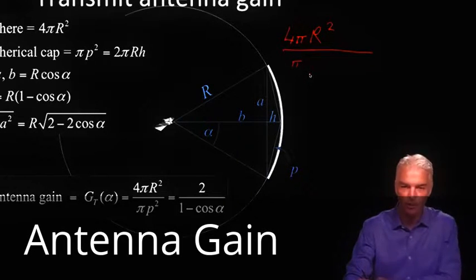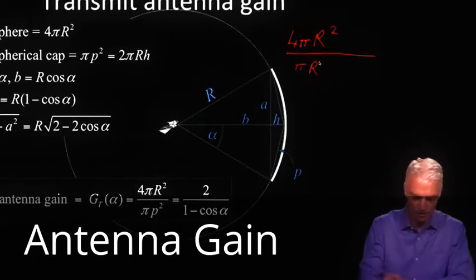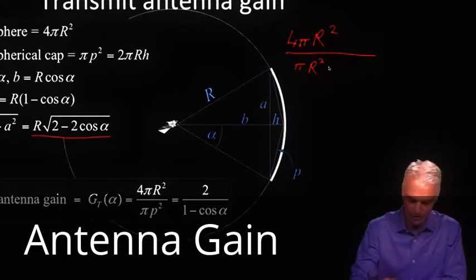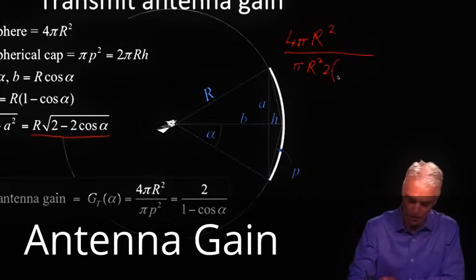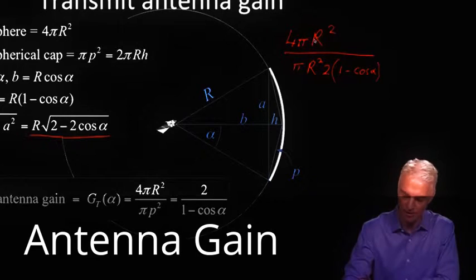And now we know what p is in terms of alpha. So p squared is this value here, squared. So it's r squared, and the square root sign disappears, and I'm going to take out 2 and write it as 1 minus cos alpha. And so you can see how this simplifies so nicely.